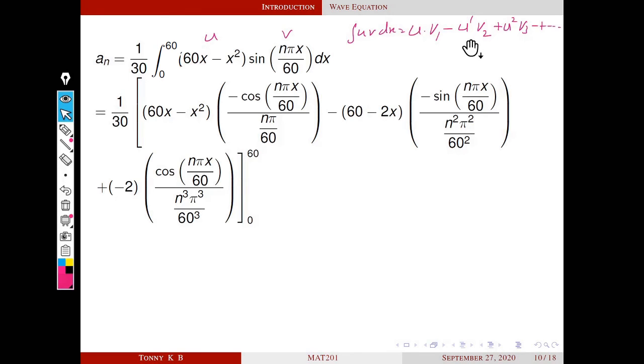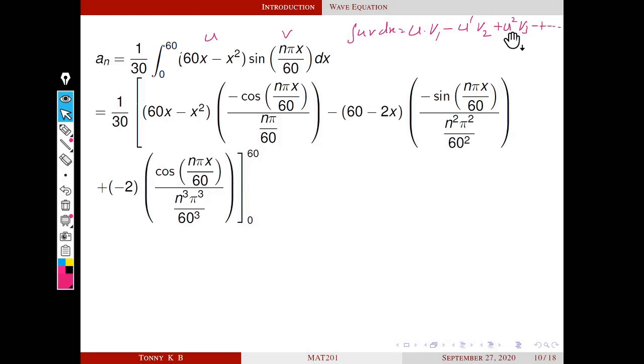Right. Then v2. What is v2? You should remember, v2 is the integral of v1. This is our v1, this entire thing, including this minus. Okay, this is our v1. So what is the integral of v1? The integral of cos is sine. There is a minus sign. So minus sine n pi x by 60 divided by n pi by 60. Already one n pi by 60 is here. That's why this is n square pi square by 60 square.